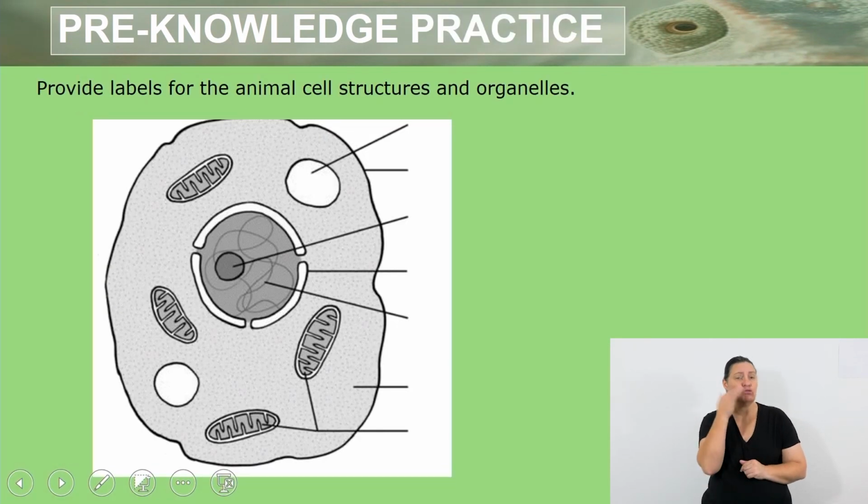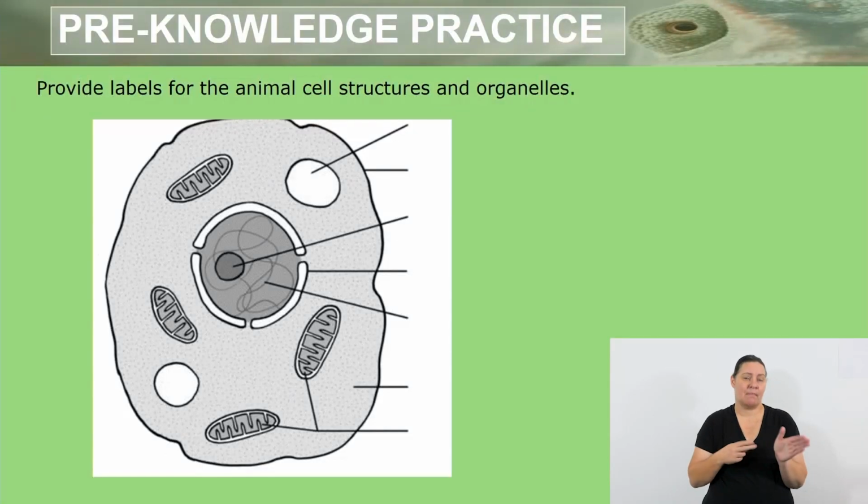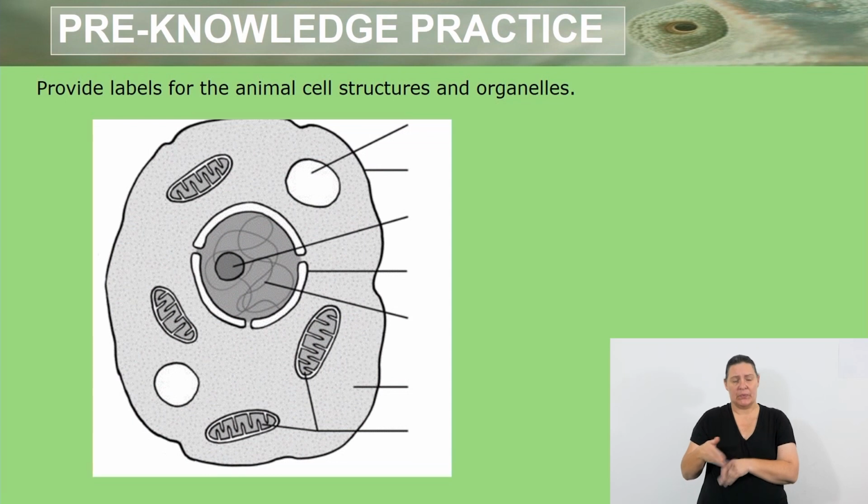So just to check if we have that pre-knowledge, we are quickly going to do an activity where we are provided with a cell and we have to fill in the labels for this. Our question says we need to provide labels for the animal cell structure and organelles. So as you can see, if you remember the previous lesson, you would know that this is an animal cell and our duty is to try and fill in the empty spaces or to fill in the labels for this cell. So we are going to jump into that.